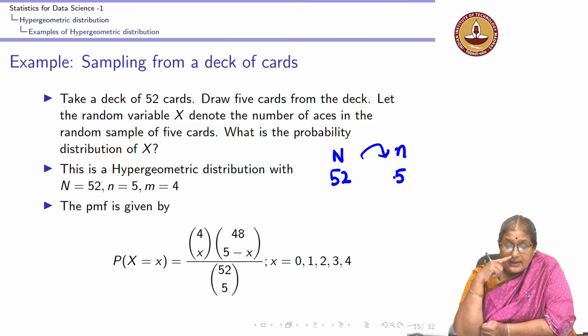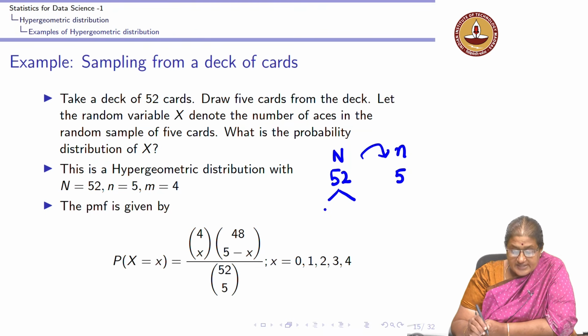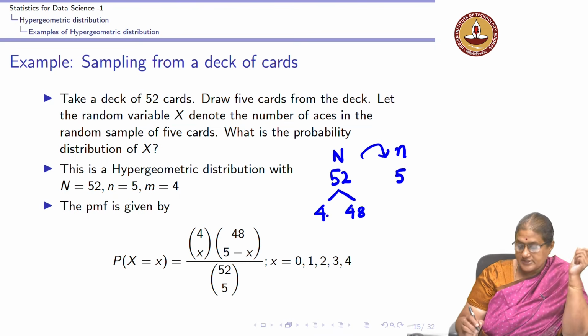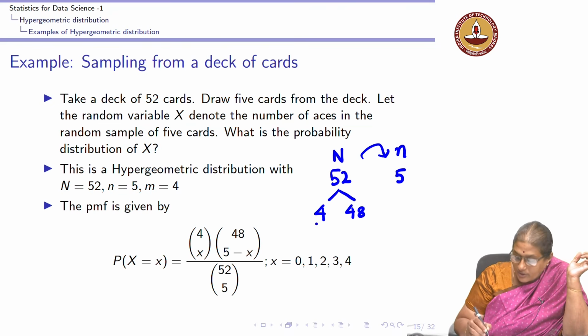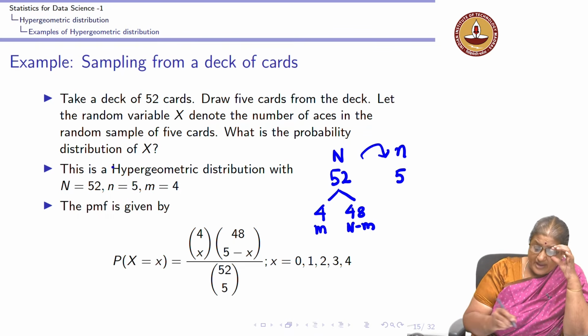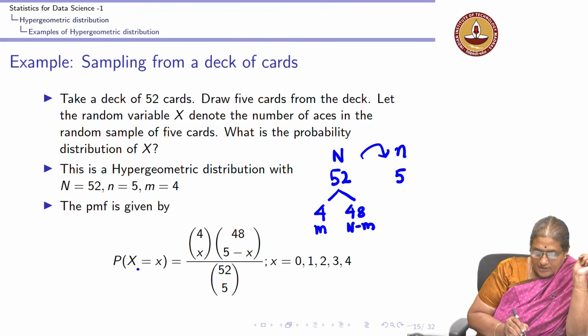Now, I am denoting here x as the number of aces in the random sample of 5 cards. In my population, how many aces do I have? I have 4 aces and I have 48 non-aces. So, my m is 4 and this is my N minus m. And my x is denoting the number of aces in this random sample. So, you can see that N is 52, small n is 5 and m is equal to 4. Now, what are the values this x can take?